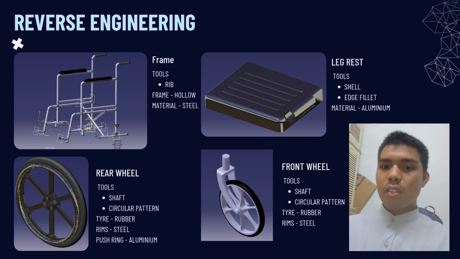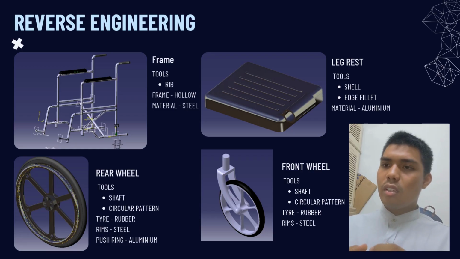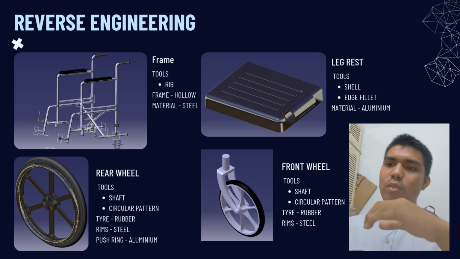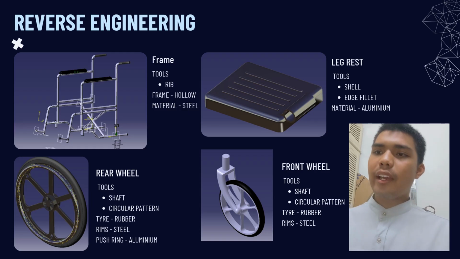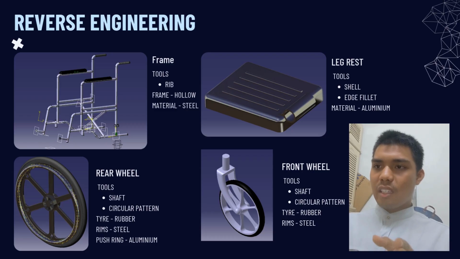The next one is the leg rest. If you cannot see the leg rest here, the bottom side is hollow, so we use the shell tool, and edge fillet to get a curved surface.